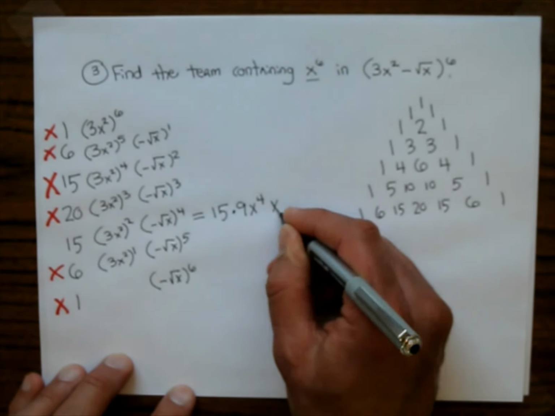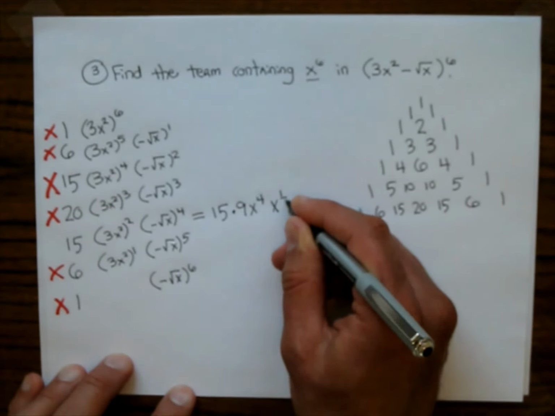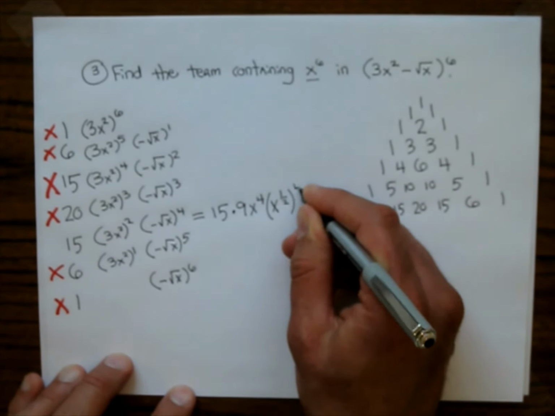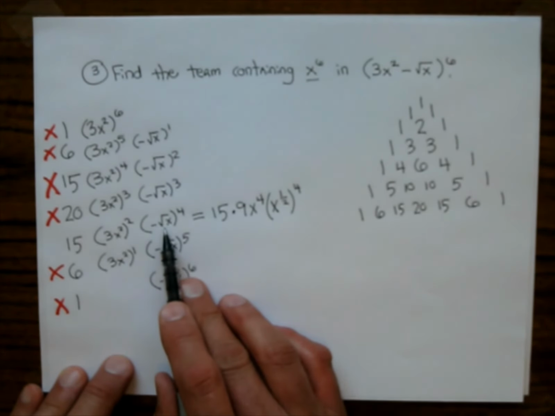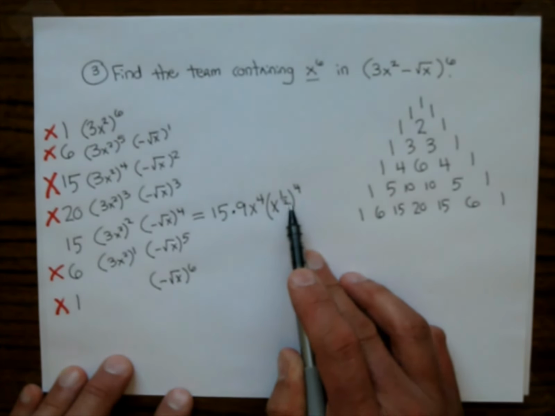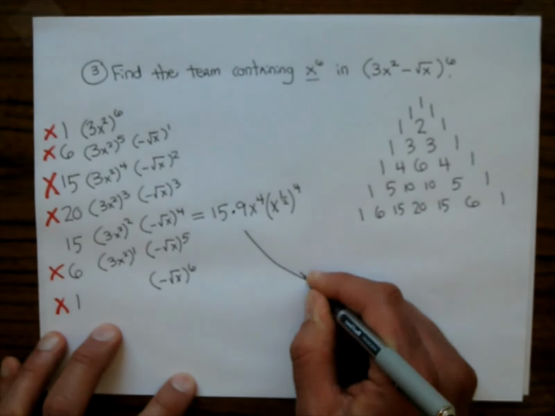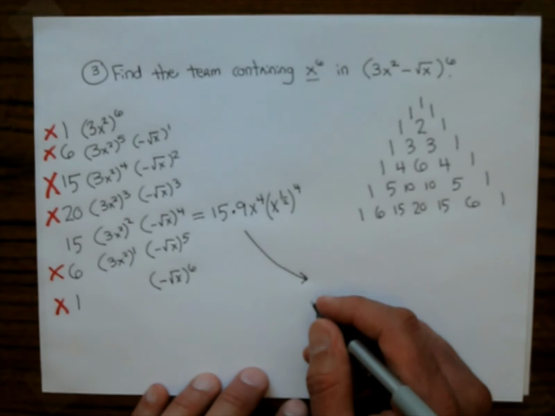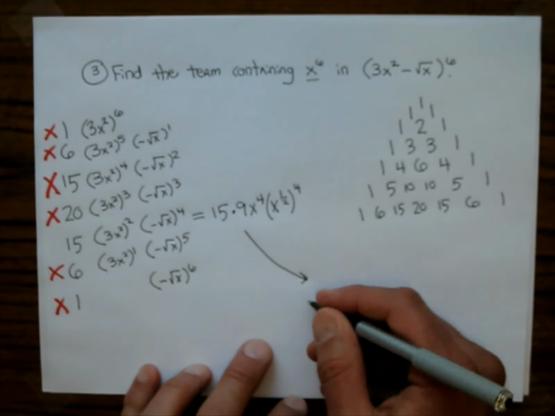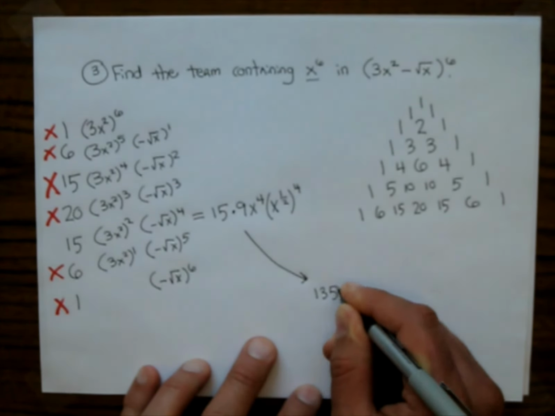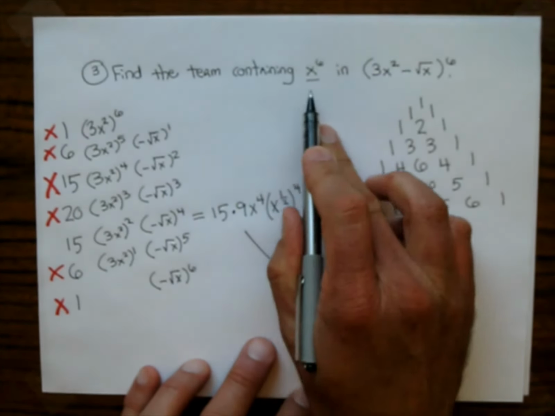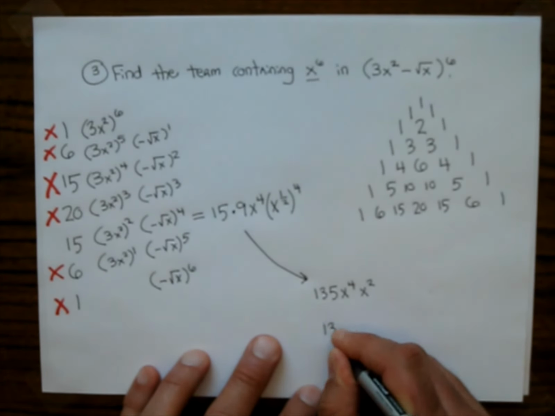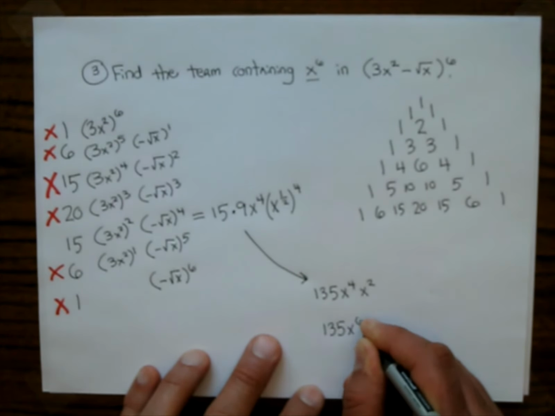Now the square root of x, there's a few ways of doing this. One of the ways is saying it is x to the 1/2 to the 4th. Another way is just writing out 4 of those and then seeing that root x times root x is x, root x times root x is x, and then you get the same thing we get here, which would be x squared. So this thing gives me 15 times 9, I think that is 135. We have x to the 4th, and then we have x squared. So the term containing the x to the 6th is going to be 135 x to the 6th power.